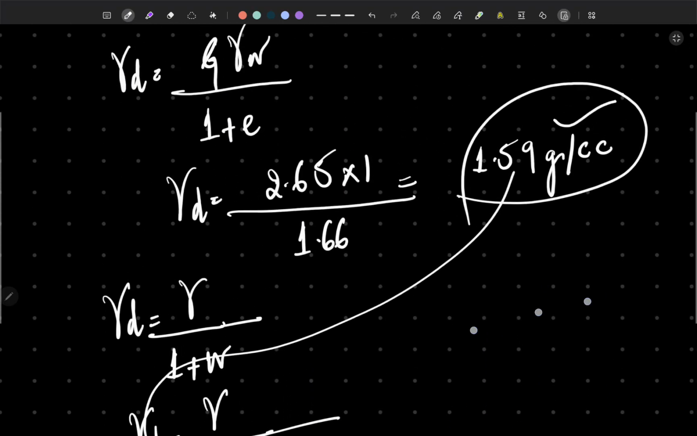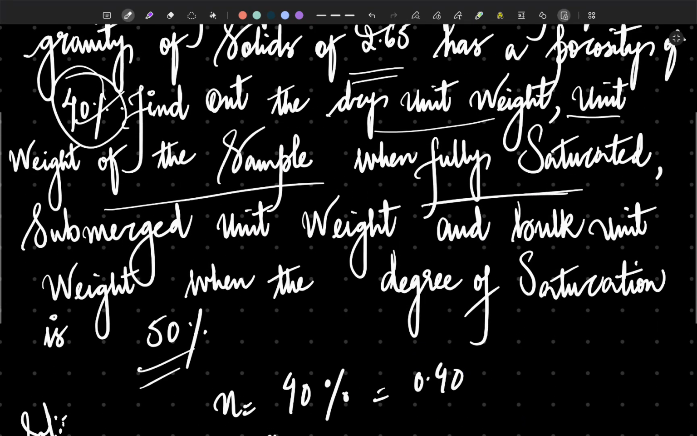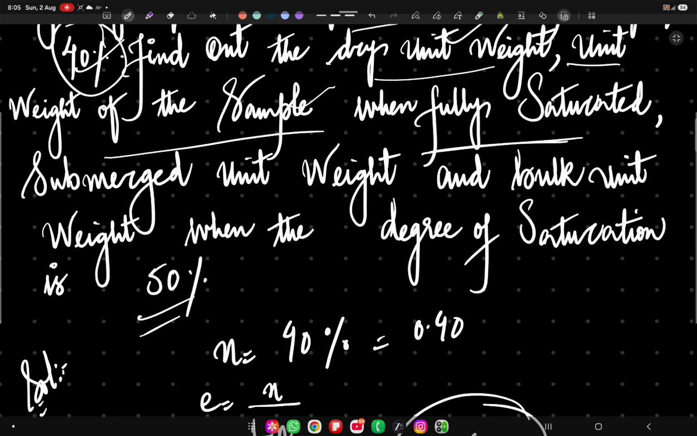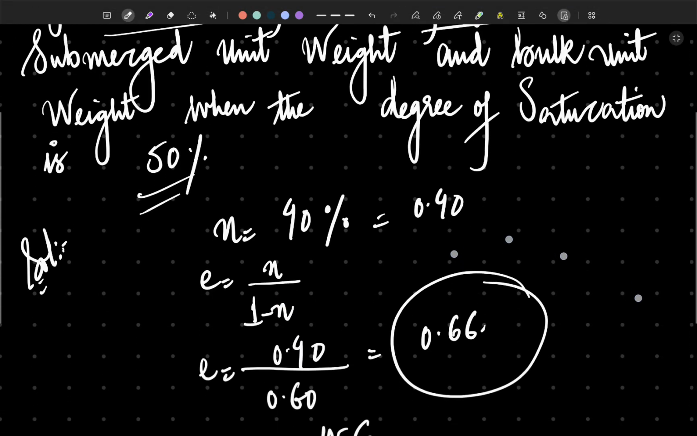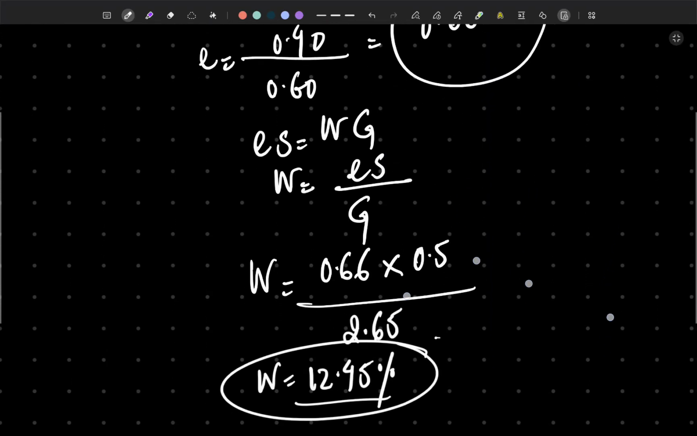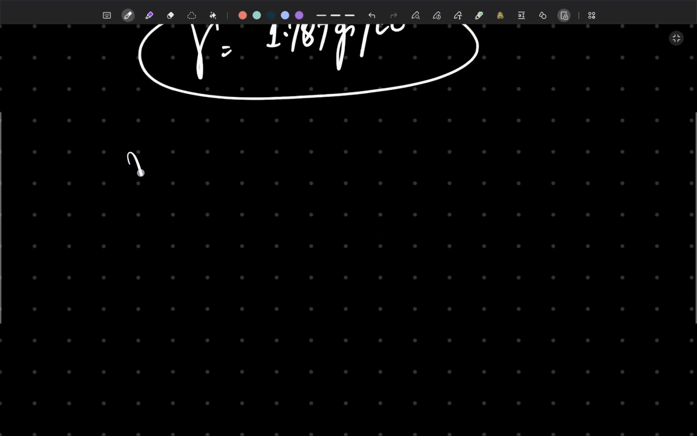What else do I need to find? Find out the dry unit weight, done. Unit weight of the sample when fully saturated, done. Submerged unit weight and bulk unit weight when the degree of saturation is 50%. Alright, so I need to find the submerged unit weight and the bulk unit weight. For that, let me find the saturated unit weight first.